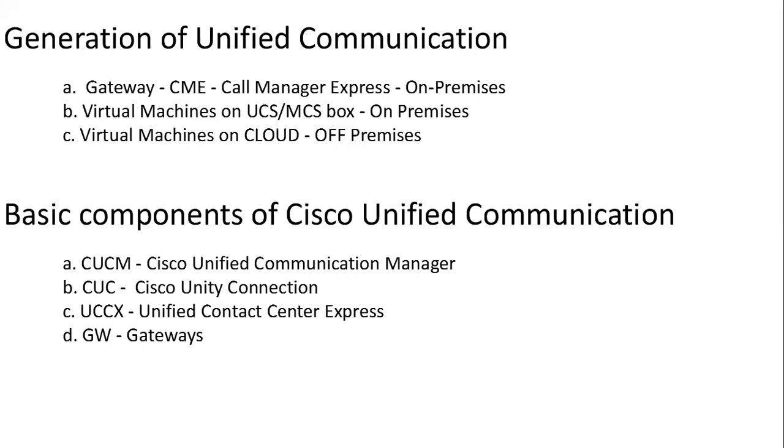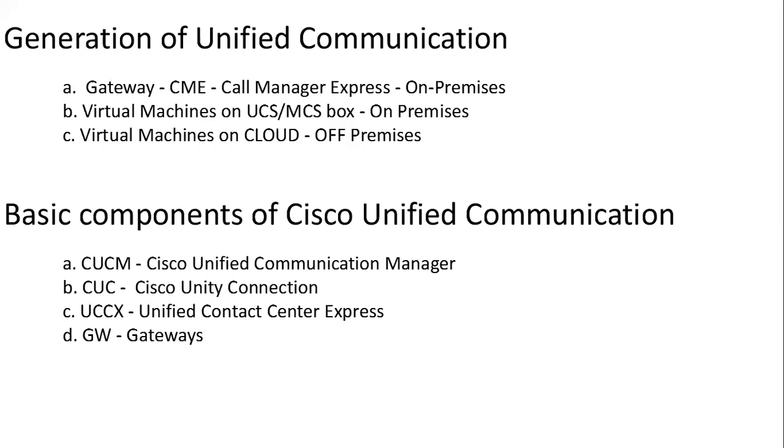So all these basic components of unified communication that I have mentioned below, CUCM, Cisco Unity Connection, UCCX, and gateways. Not the gateways, but now gateways are also coming as virtual CUBEs. If you are aware of it, the CSR 1000V is a virtual CUBE that we can host on VMware. So all these follow the same architecture: there is the hardware, over that a hypervisor, then the operating system, and then the application.